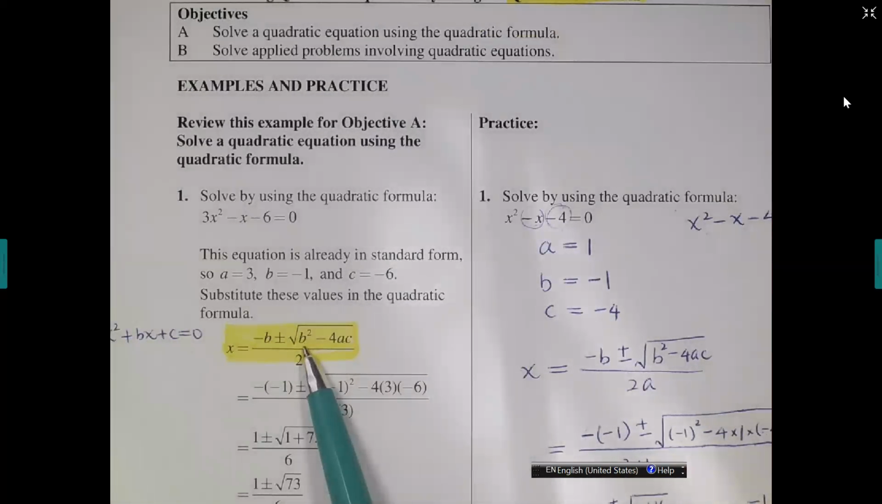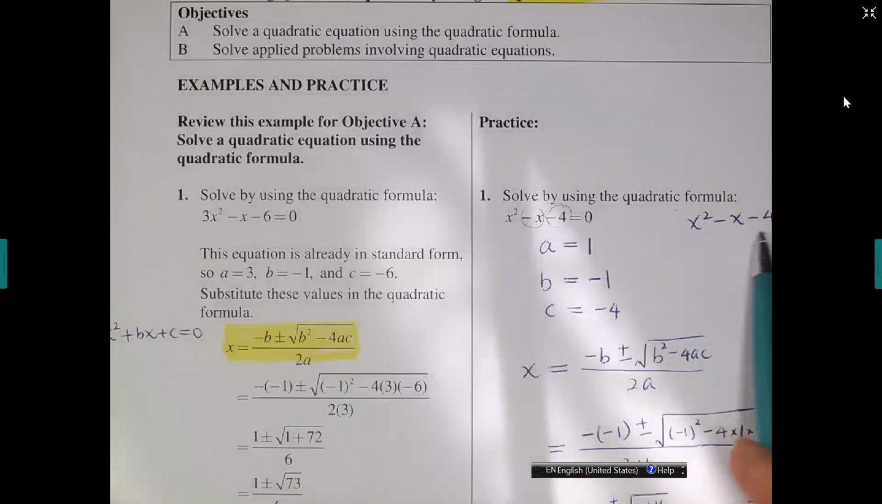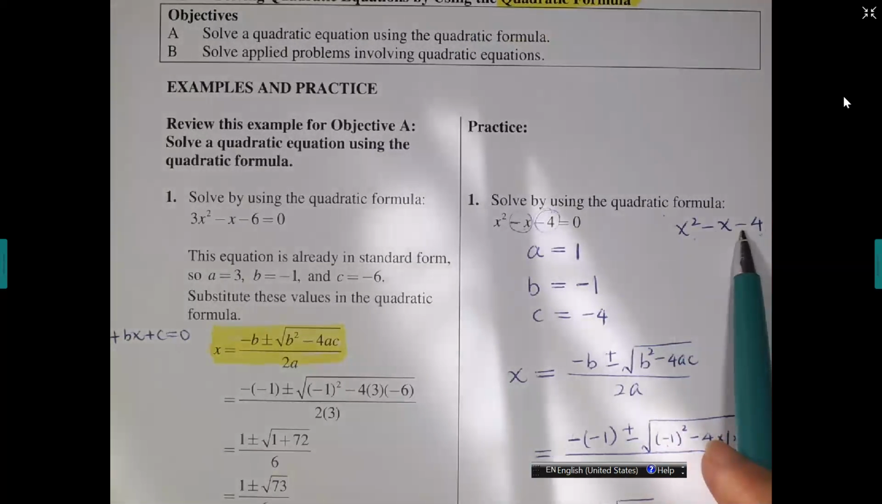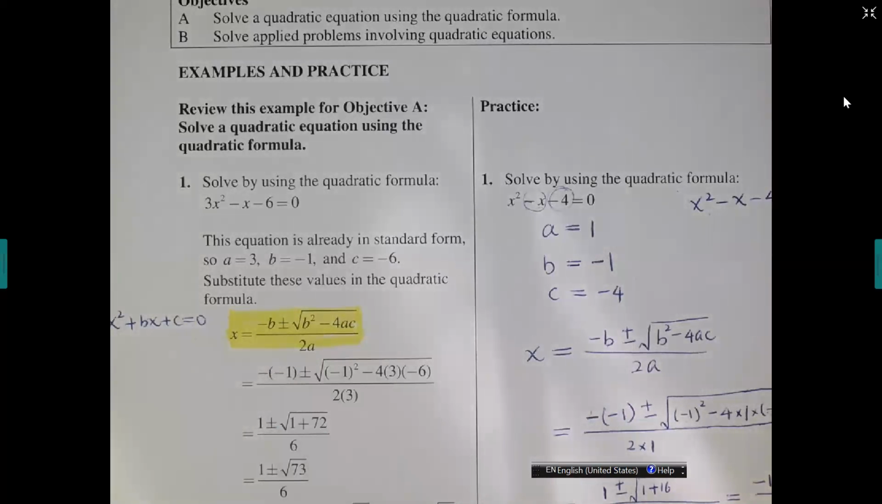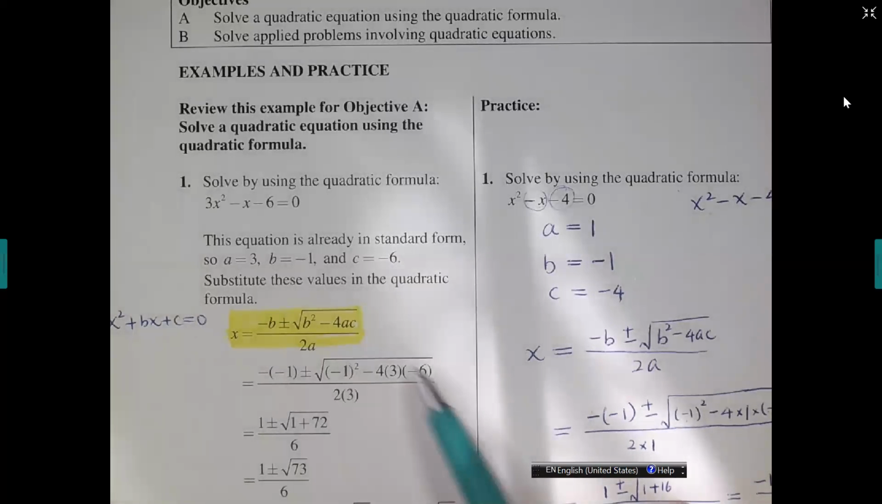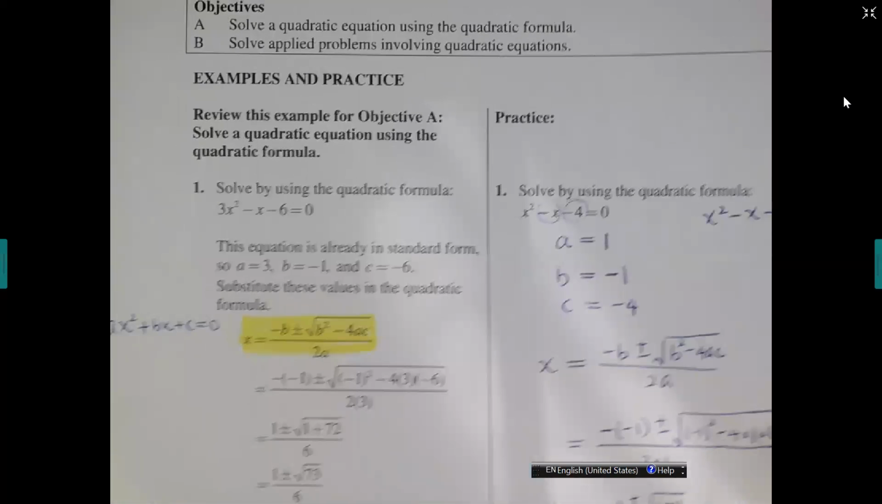powerful tool right here. The quadratic formula can help us solve any quadratic equation, no matter whether it is factorable or not factorable. We don't mind. We just plug a, b, c into the formula here and simplify. We are able to solve the problem. This is a powerful tool, very, very useful. And the thing I want to share with you next will be this.